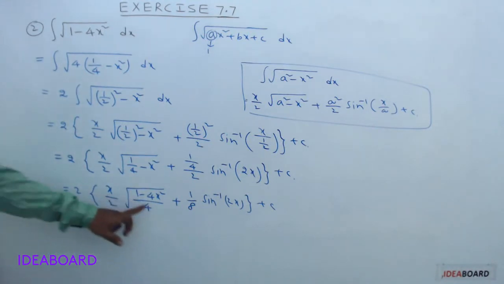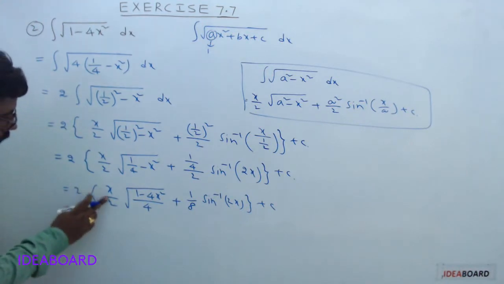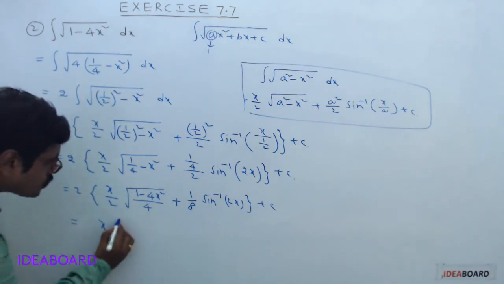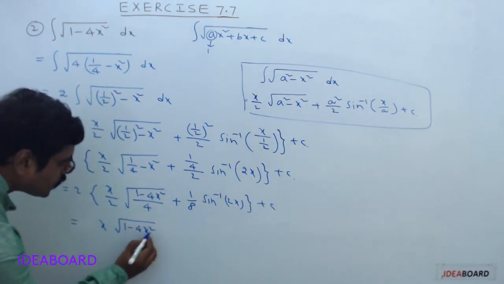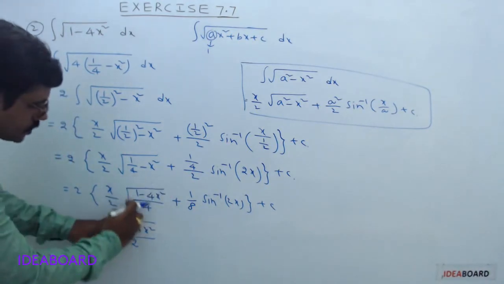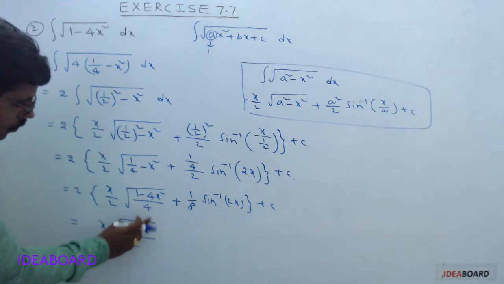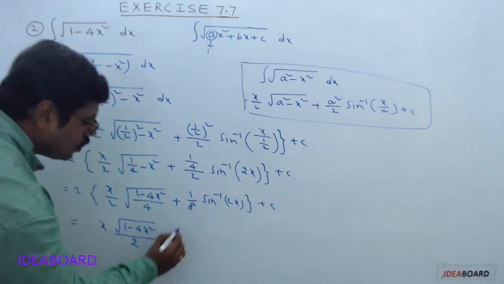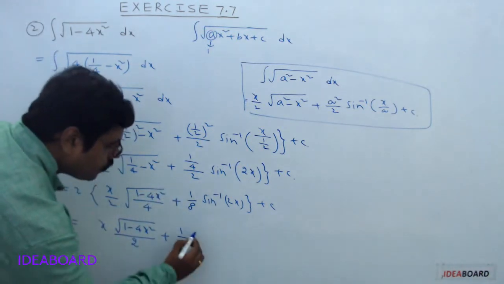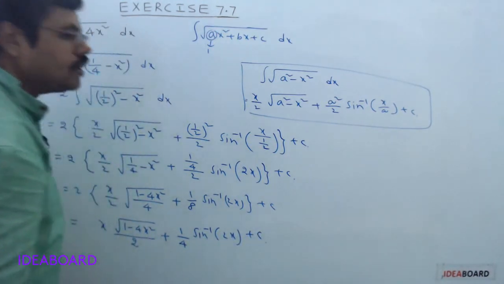Now multiply these two terms with this constant 2. Now here 2 into x by 2, this 2 will be cancelled. So it is x into square root of 1 minus 4x square divided by root 4, root 4 value 2, plus, here 2 into 1 by 8, that is 1 by 4, into sine inverse of 2x plus a constant c.